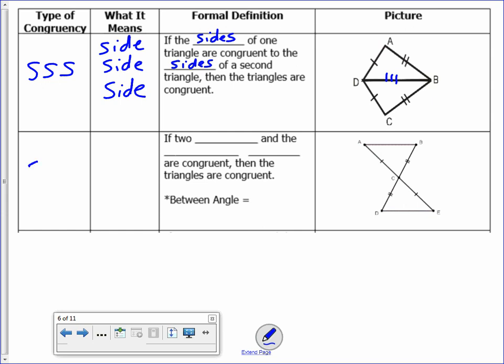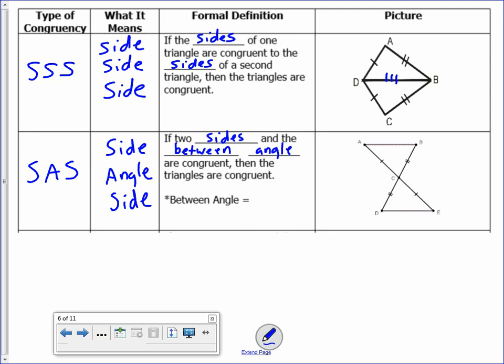The second postulate is SAS, which stands for side, angle, side. Now this means if two sides and what we call the between angle are congruent, then that's enough evidence to say that the two triangles are congruent, so all 6 sets of corresponding parts are congruent. Now what I mean by the between angle is, it is the angle that is created by the two sides. It has to come in that order. It has to be side, the next angle, and then the next side.